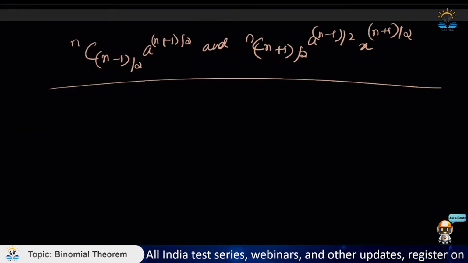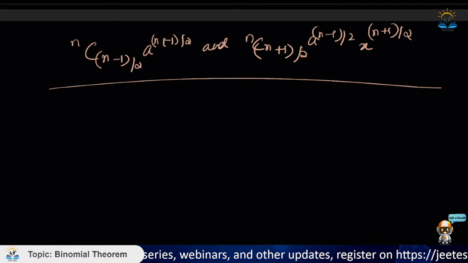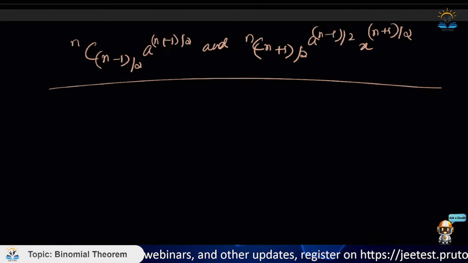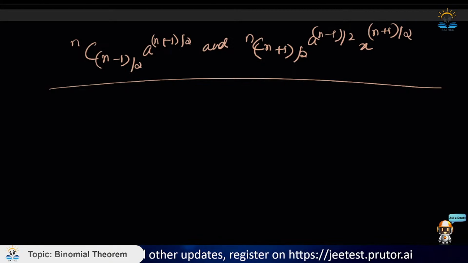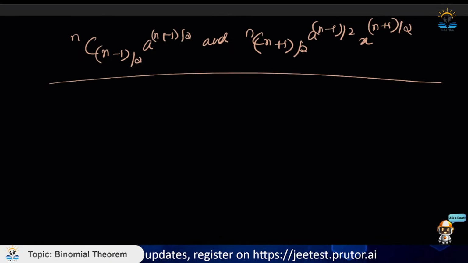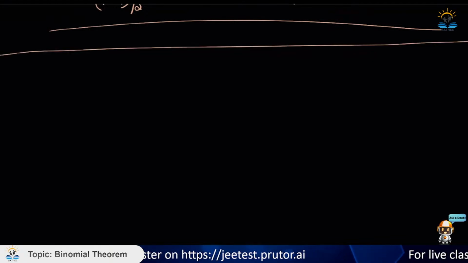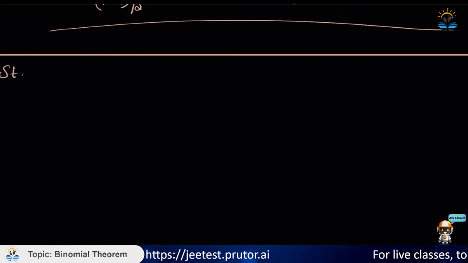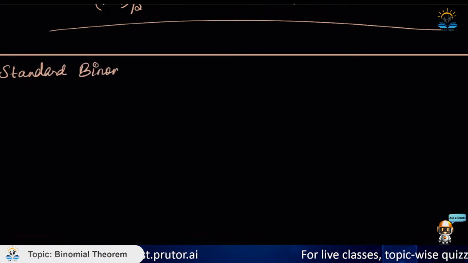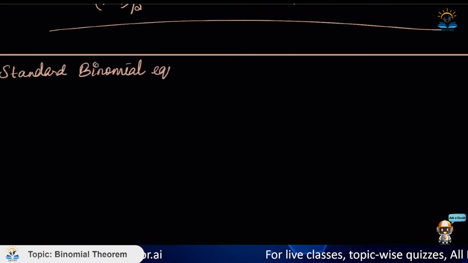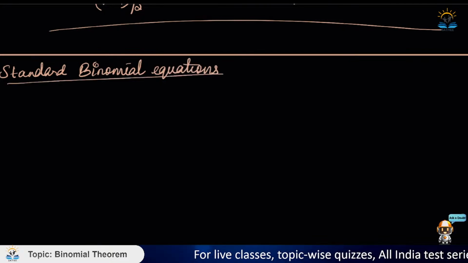Now the next one: the binomial coefficient of the middle term is the greatest binomial coefficient of the expansion. So let us look at some of the standard binomial equations. Some of the standard binomial equations, okay? So standard binomial equations, and that is how we have to know them.